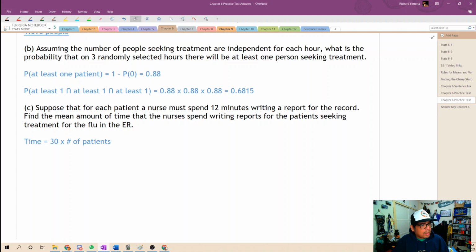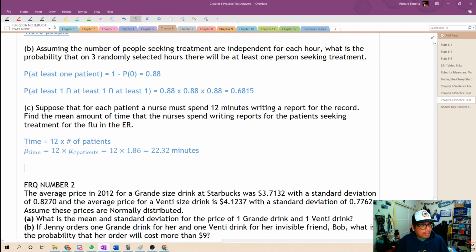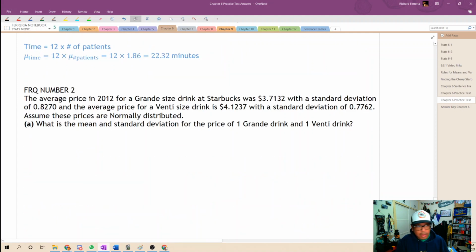So the time spent writing these reports is going to be 12 multiplied by the number of patients. And so for the mean time, that's going to be just the same thing as 12 multiplied by the mean number of patients, which is 12 times 1.86, or 22.32 minutes.